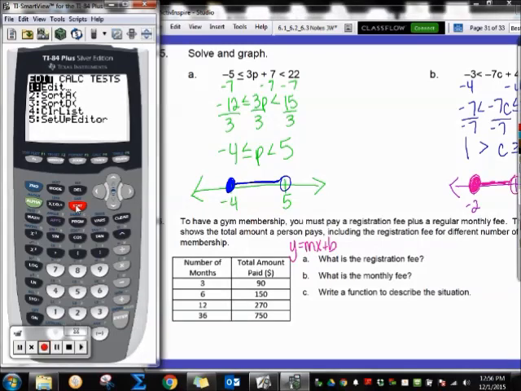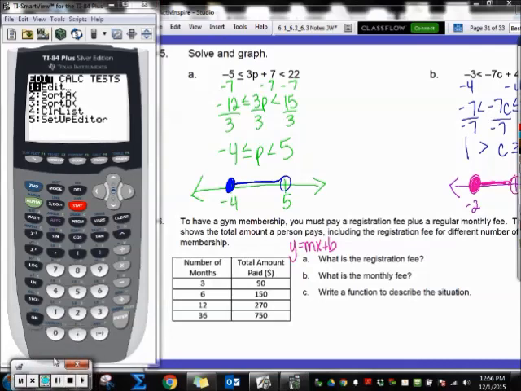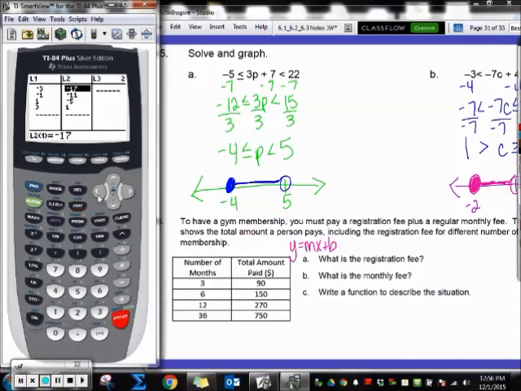Then you press Stat. Remember, you can pause the video anytime you need to grab what you need. Then we're going to edit, and we're going to put these numbers in. So we have 3, 6, 12, and 36. Then if we go up and enter, and I'm typing over, you can also clear your list by highlighting L1 or L2, pressing clear, and then arrowing down. So I've got all my data in.